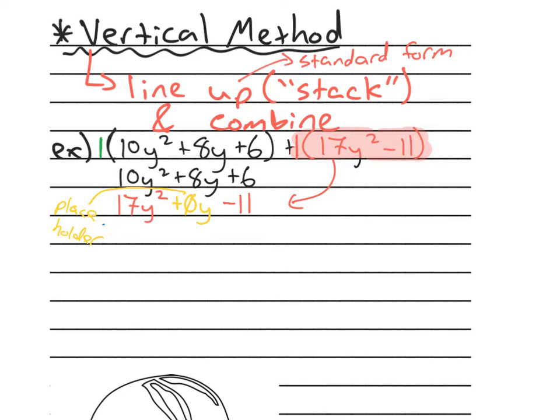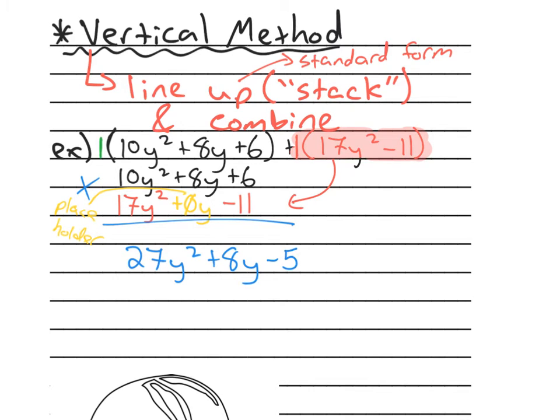So I'm going to draw a line. We are adding these together. 10y squared plus 17y squared is 27y squared. 8y plus 0y is 8y, still 8y. And then our last thing, the constants add up to be what? Negative 5. 6 plus negative 11 is -5.